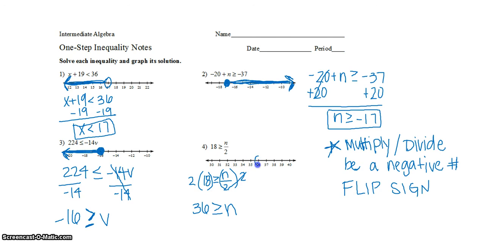So at the 36, it is a closed circle. And then the n is on the little side, so that goes to the left. Little side goes to the left.